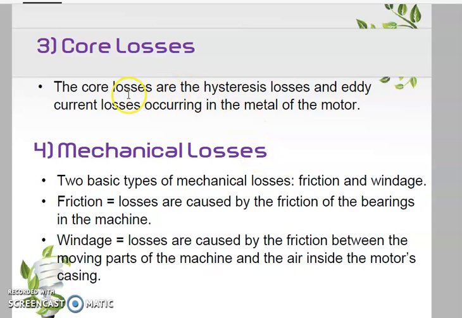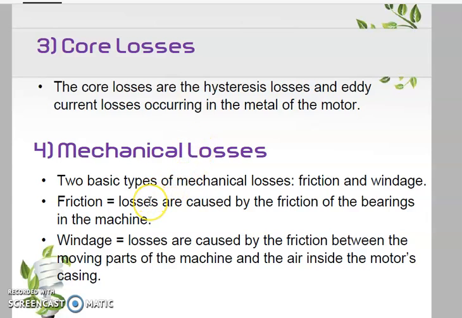Then we have the core loss, which are the hysteresis loss and eddy current loss occurring in the metal of the motor. And so that's why we have laminated construction for the rotor and the stator, such that we should reduce this eddy current loss. We can only measure this eddy current loss, we cannot calculate it.